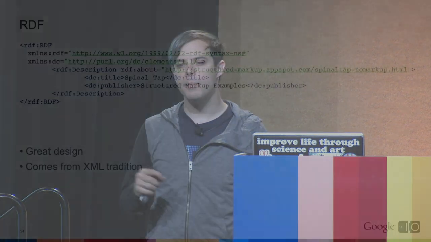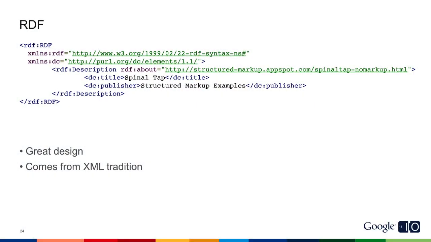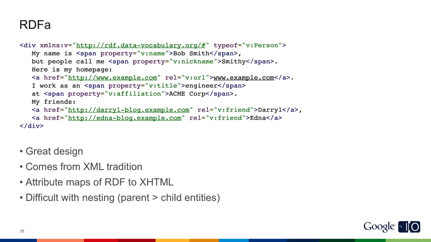The first of which comes from RDF. And RDF has a really great design. It comes from XML tradition, and it's very general. You can express a lot of different things with RDF. There's RDFa that does an attribute level mapping of RDF to XHTML. And that's cool. So you get all the power and design of RDF.